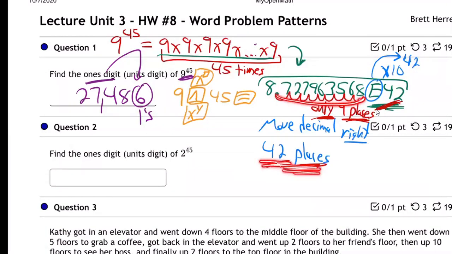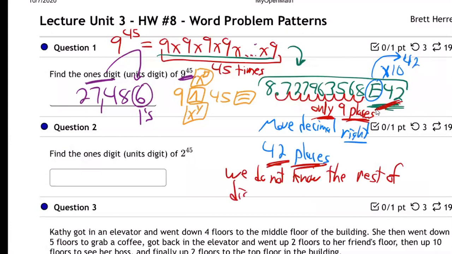There's 40. We need to move 42 places more. So we don't know the rest of the digits beyond that, right? We don't know, and there's a bunch more. So in other words, we're not going to be able to figure out the ones digit by using our calculator this way anyway. Does that make sense?